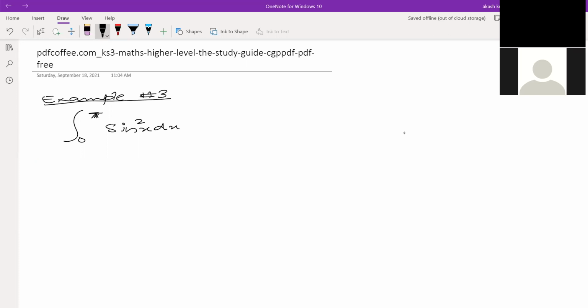So example number 3, which is the integral from 0 to pi of sine square x dx. We again have to apply the trigonometric integrals. To solve this question, the best way is to apply the identity. The identity is this: sine square x is equal to half of 1 minus cos 2x. And there's another identity, which is cos square x equals half of 1 plus cos 2x.